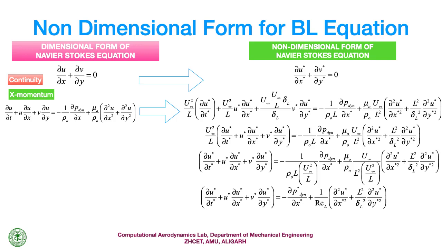So now finally, this becomes equal to del u star by del t star plus u star del u star by del x star, plus the pressure term, plus the viscous term, which has 1 over REL multiplied by del 2 u star by del x star square, that is the x direction derivative of the viscous term, and delta L over L square, which is multiplied by the y direction derivative of the viscous term, in non-dimensional form.